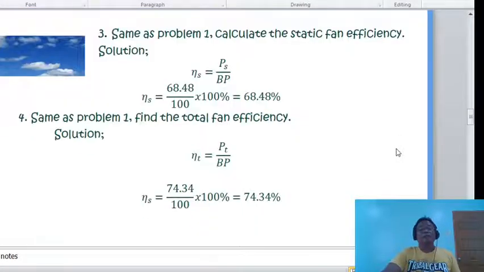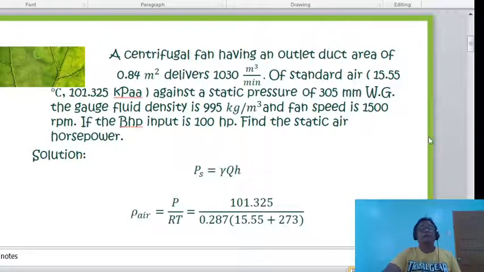Okay, so another same problem again. Calculate the static fan efficiency. It is very easy, class. Static fan efficiency is equal to static power over the brake power. The static power now is 68.48, divided by 100, which is the brake power, multiplied by 100%, the answer is 68.48%.